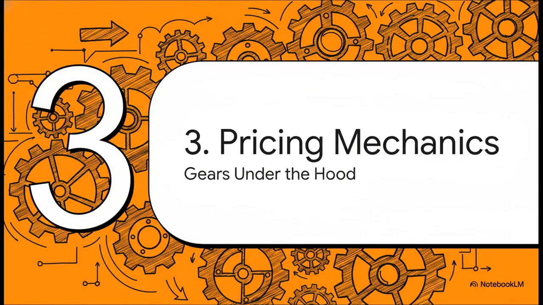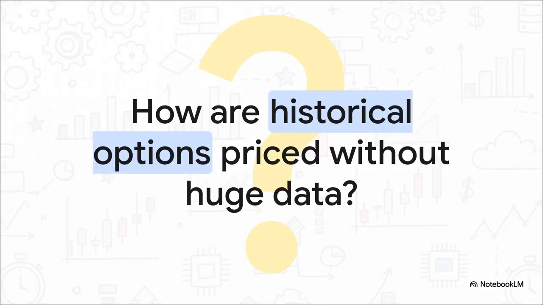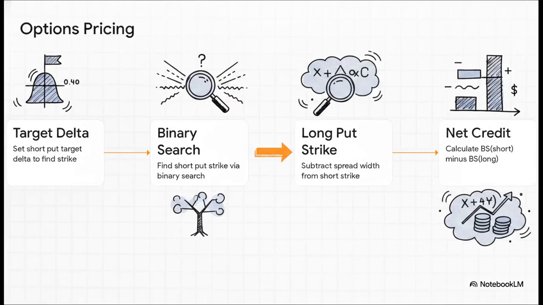Okay, on to Section 3, pricing and volatility mechanics, the gears under the hood. We have reached what I personally consider the most impressive part of this whole project. If you've ever looked into options backtesting, you know historical data is notoriously massive, fragmented, and frankly, incredibly expensive. So here is the million-dollar question. How exactly does this lightweight Python script accurately price historical options over a 20-year period without relying on gigabytes of premium tick data? The answer is just elegant math.